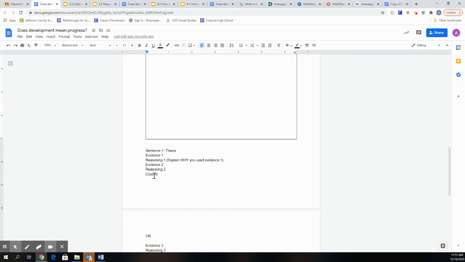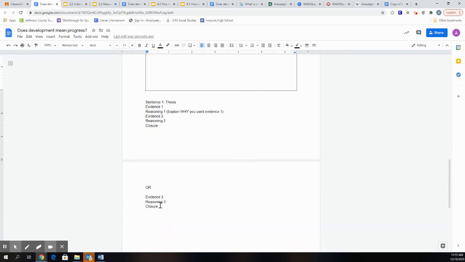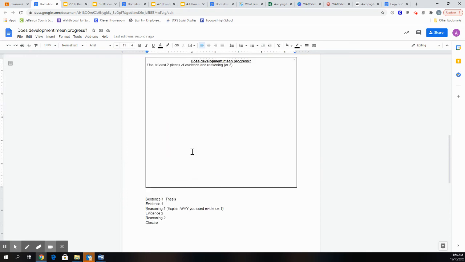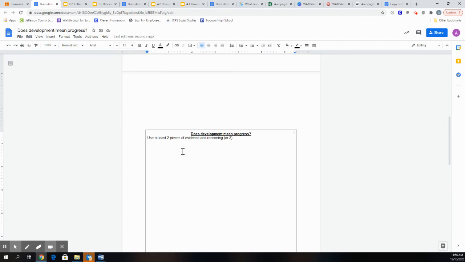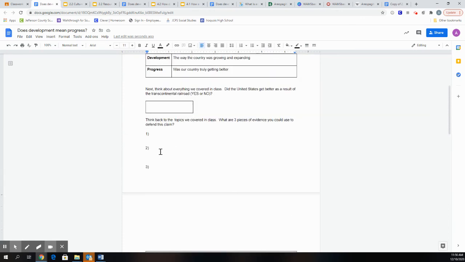And then your closure. Or if you want to do evidence three and reasoning three, I would go ahead and do that because there's plenty of evidence for either argument. So that's pretty much the assignment. Not a whole lot to it, just a quick paragraph using 2 or 3 pieces of evidence and explanation.